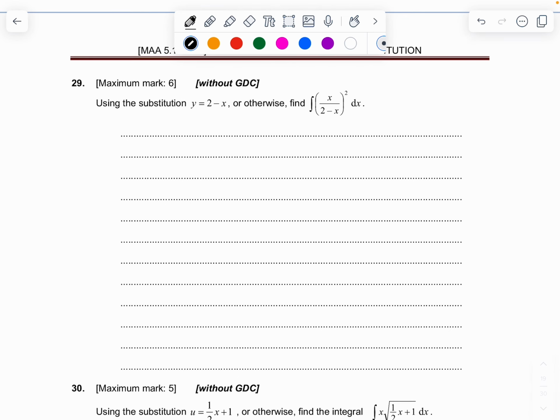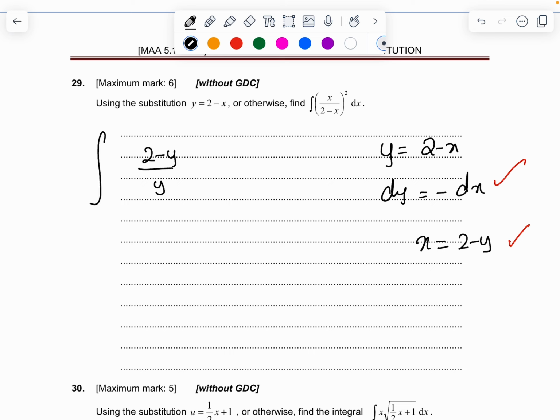By using the substitution, y equals 2 minus x. So dy equals minus dx. So x equals 2 minus y. So these are the two substitutions I am going to do. So what does it become? x is 2 minus y divided by 2 minus x is y, whole square. dx is minus dy.